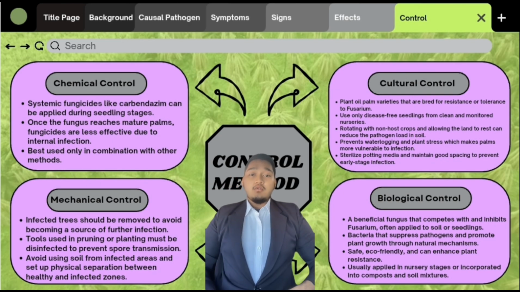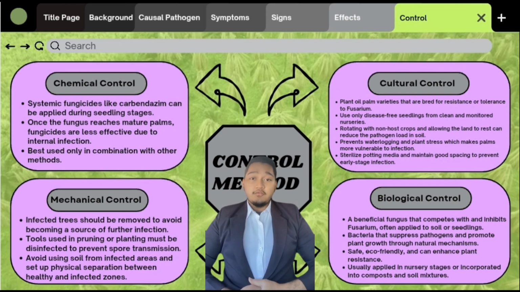So, now how to control this disease from affecting or becoming worse in oil palm plantations is our priority. So we have several types of control, firstly chemical control. Chemical control is not very effective for this disease. Some fungicides like carbendazim may help protect young plants in nurseries, but they don't work well once the plant is infected in the field. So we don't really rely on chemicals alone to control Fusarium wilt.